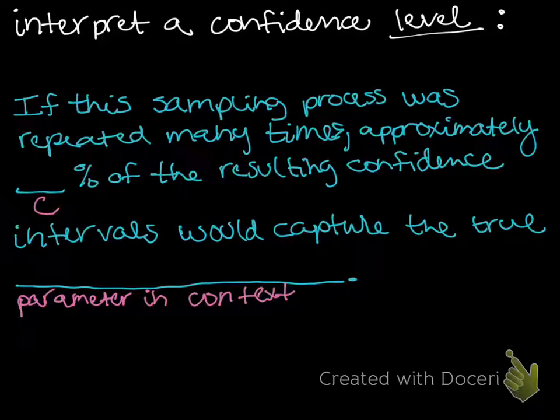So, when I was talking about the approval rating of the president at the very beginning, and I said 47% approve of the job that the president's doing, and say it was a 95% confidence interval, I would say if the sampling process was repeated many times, approximately 95% of the resulting confidence intervals would capture the true proportion of people that approve of the job the president's doing. And that's how you interpret a confidence level. Okay? All right, let's look at an example. See if we can do this.